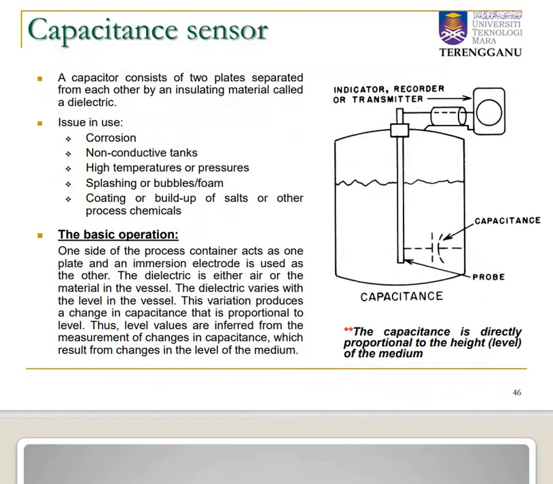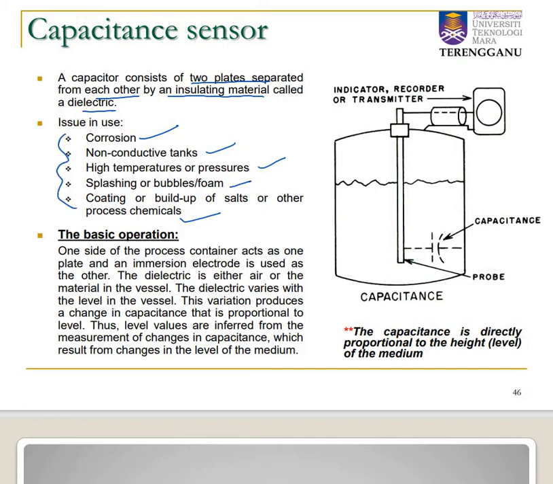So now we move to the capacitance sensor. A capacitor consists of two plates separated from each other by an insulating material called dielectric. This one is used for corrosion, fluid, non-conductive tank, high temperature or pressure, splashing or bubble or foam, coating or build-up of salt or other process chemical. So basically, this capacitance sensor will be used under this type of condition.